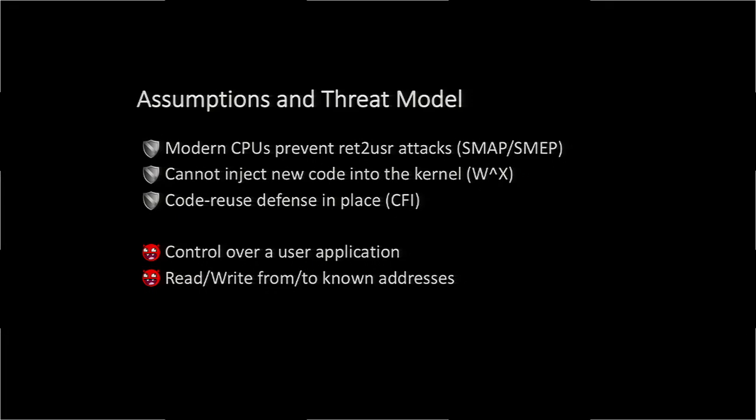Before I give you the details of that, let me quickly talk about the assumptions in the threat model. We assume that return-to-user and similar attacks are prevented by modern CPU features. We assume that the attacker can not inject arbitrary code into the kernel, which is also known as data execution prevention, or writable xor executable. And we assume that defenses like CFI are in place to mitigate code reuse attacks. On the other hand, we assume that the attacker has successfully compromised a user application and can exercise a kernel vulnerability to read or write from or to known addresses.